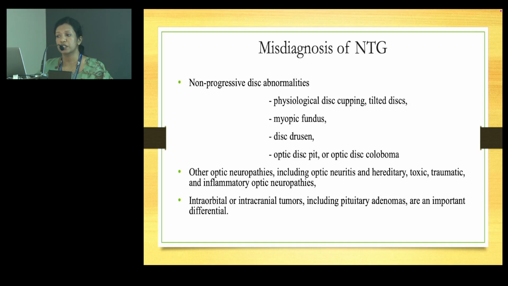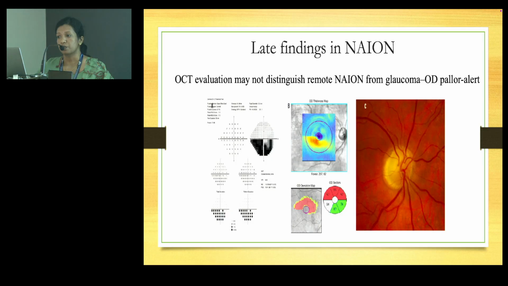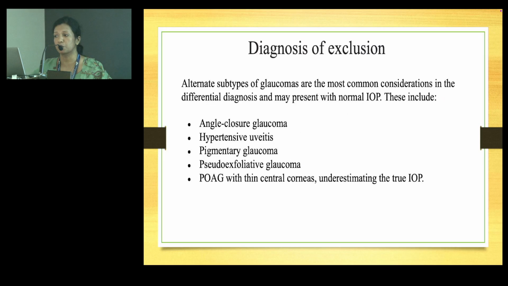Then many other conditions can be misdiagnosed as NTG, like physiological disc cupping, myopic fundus, disc drusen, optic disc pit, and other toxic and inflammatory causes also. So this one is a non-arteritic ischemic optic neuropathy, which is a remote one. In this, you can find the visual field defects and the corresponding superior thinning in the OCT, but there is no cupping. More pallor is present in the superior part of the disc, which corresponds to the non-arteritic ischemic optic neuropathy.